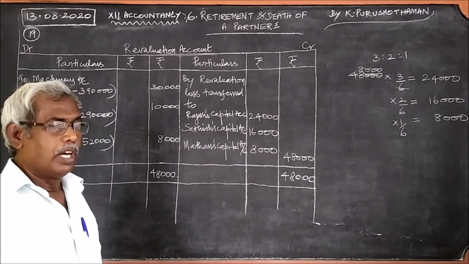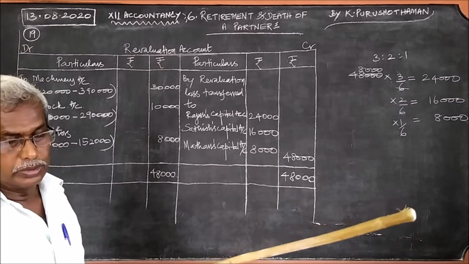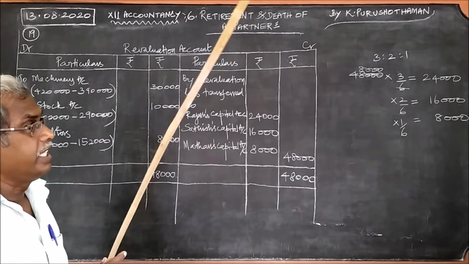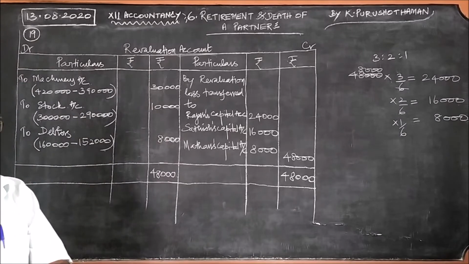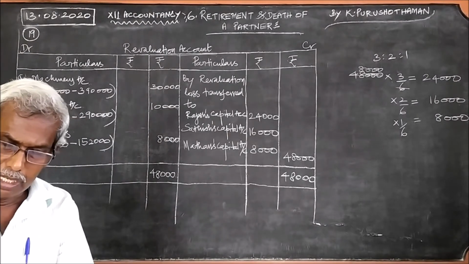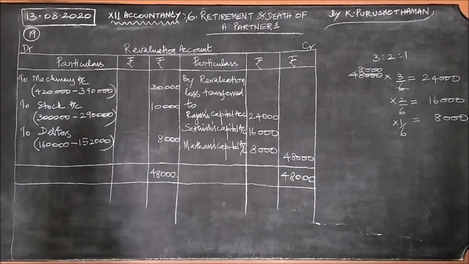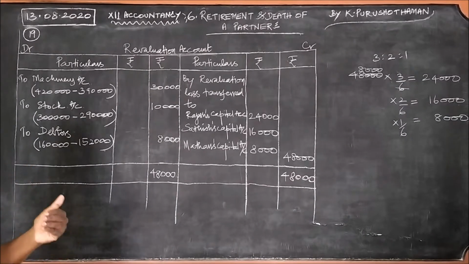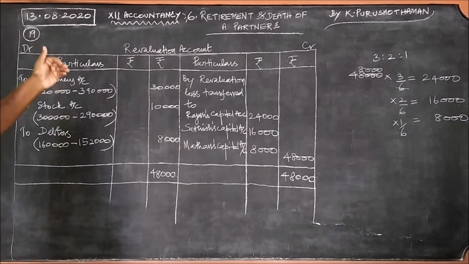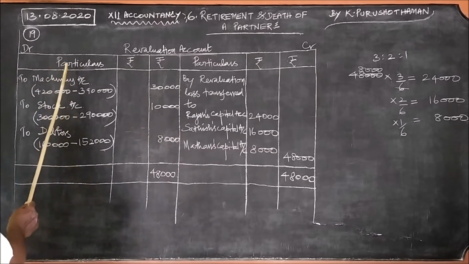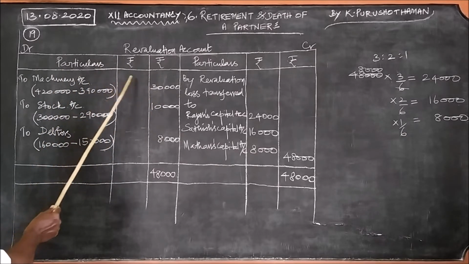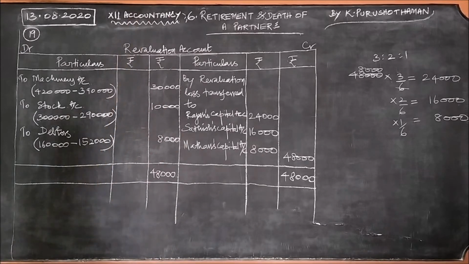How are the assets revalued? One, machinery 3,90,000. Already the machinery value given in the balance sheet is 4,20,000. Now it has been valued as 3,90,000. So the value of the machinery has decreased. Therefore, it is a loss item. We have shown it here: 4,20,000 minus 3,90,000, therefore 30,000.